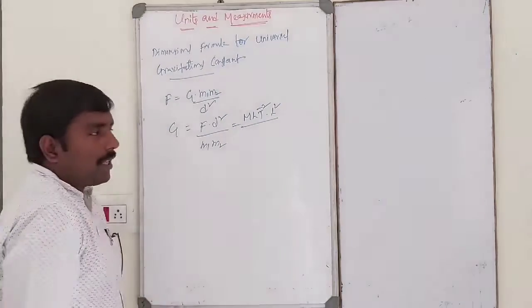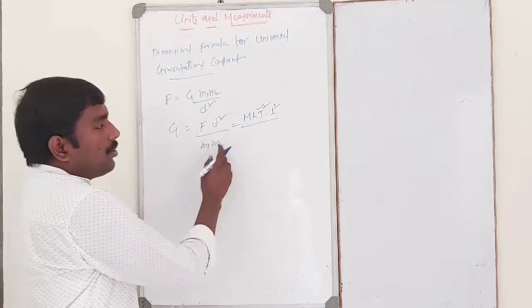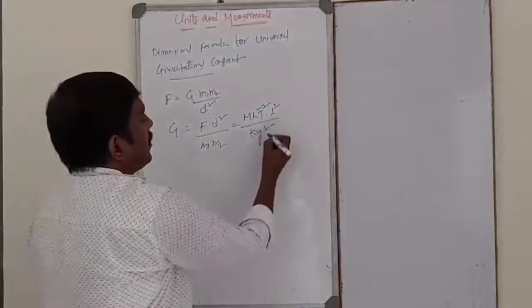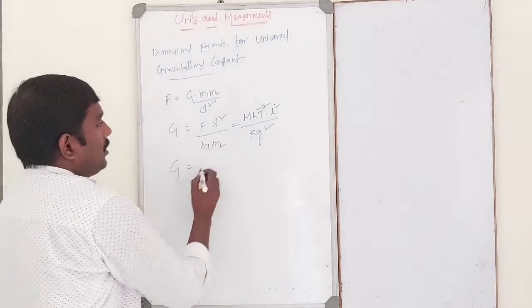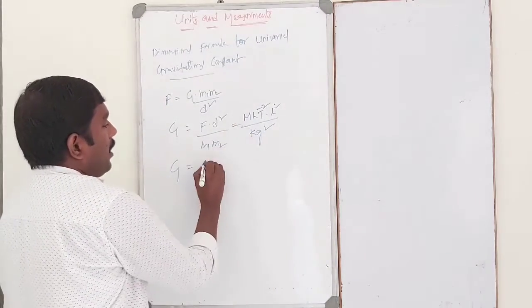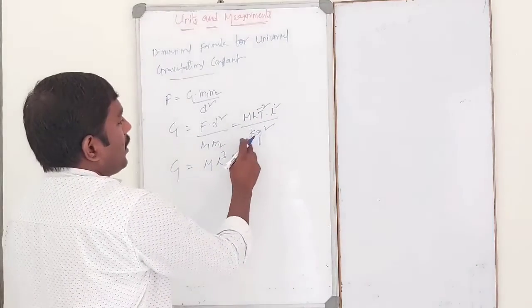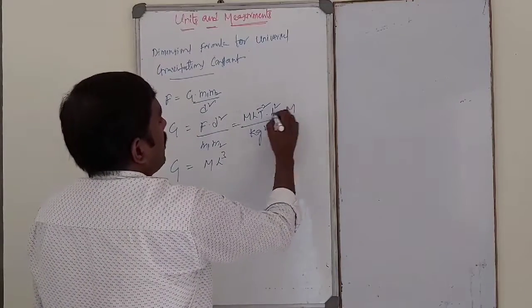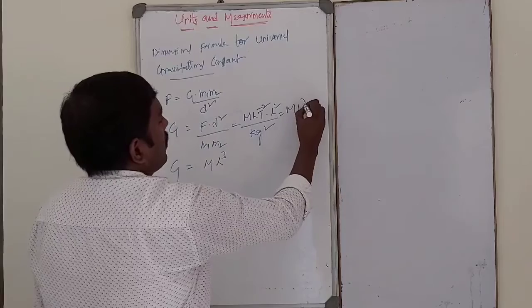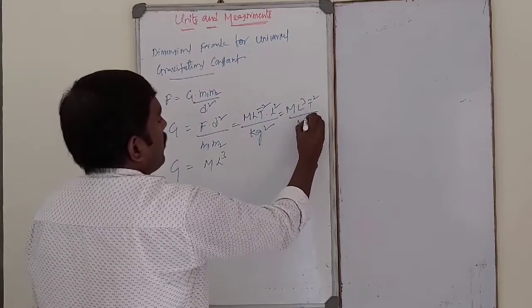Distance is l, so l square, and m1 and m2, kg into kg, kg power 2. So then the gravitational constant G is equal to what? The dimensional formula for force is M L power 3. Kg square means M L square, L cube, T power minus 2, divided by kg square, that is M power 2.